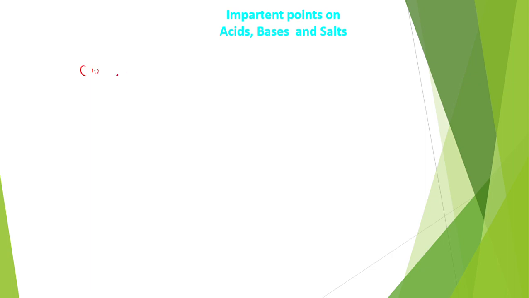See, metal carbonate, that is sodium carbonate, plus HCl. So you will get NaCl plus H2O plus CO2. See, liberation of carbon dioxide. You see here carbonate is there. That's why you got a liberation of carbon dioxide gas. So this is gas, this is liquid, this is aqueous.